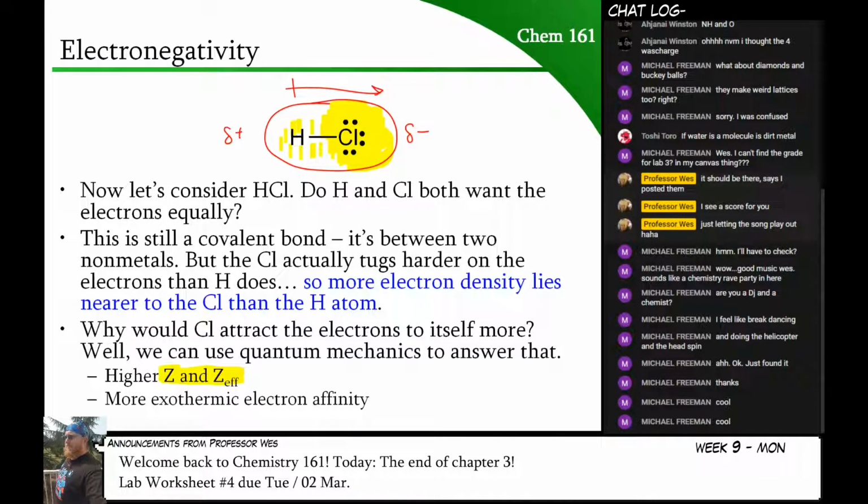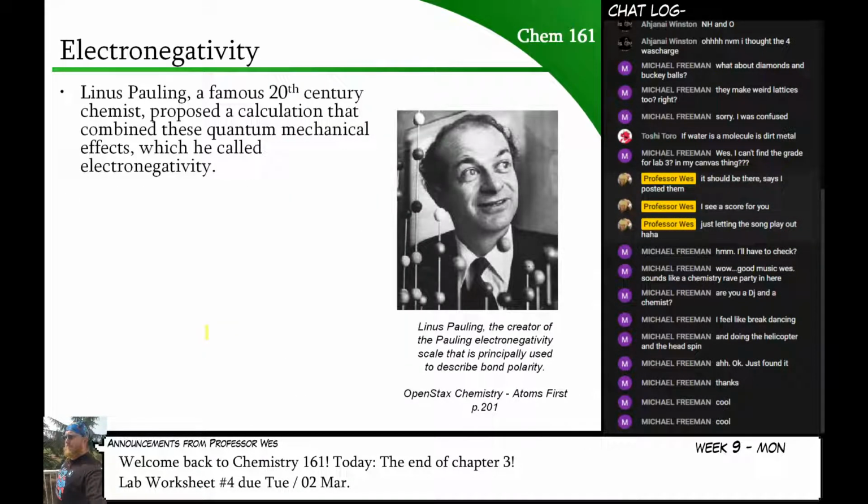Now, probably the last thing you want to do is go dig back into quantum mechanics and start calculating Z effectives and electron affinities. Well, fortunately, this guy did all this work for us. This is Linus Pauling, and he went insane. That's how I like to introduce Linus Pauling. He's a brilliant chemist who did all of these calculations that combined Z effective, electron affinity, ionization energy, quantum mechanics, and all that, and he condensed all of it down into this nice little number that we assign every atom called electronegativity.